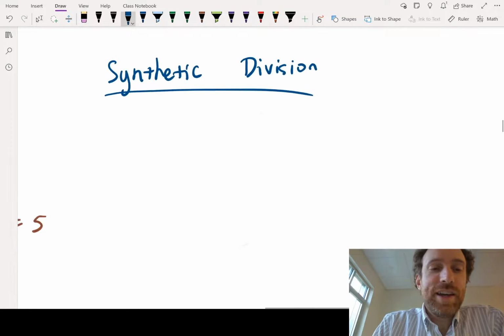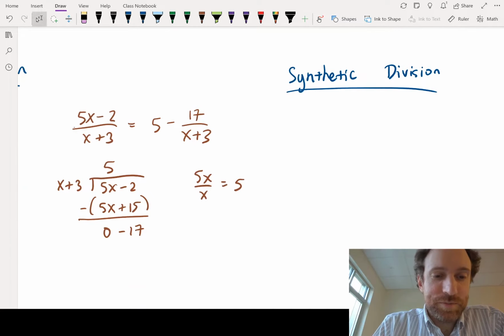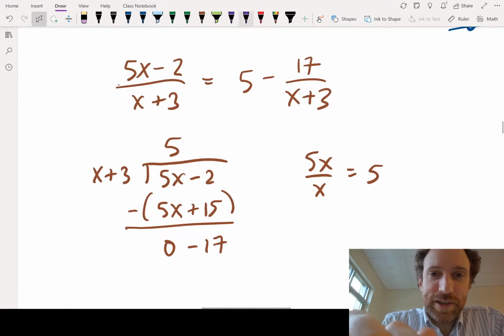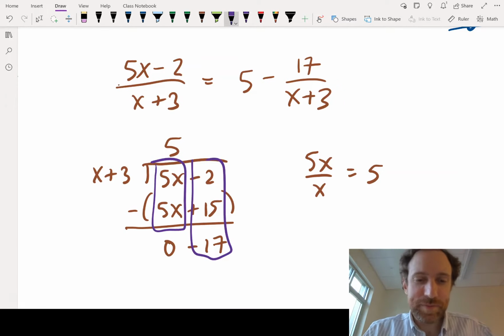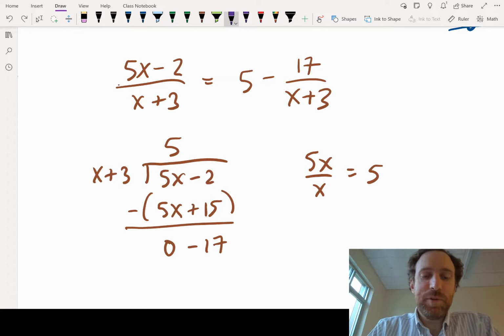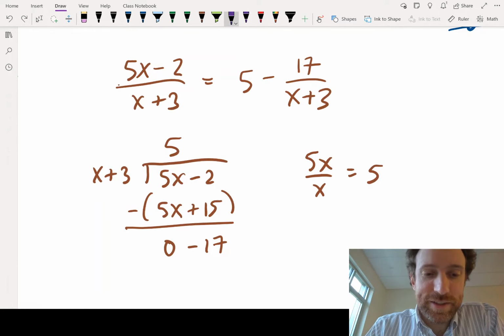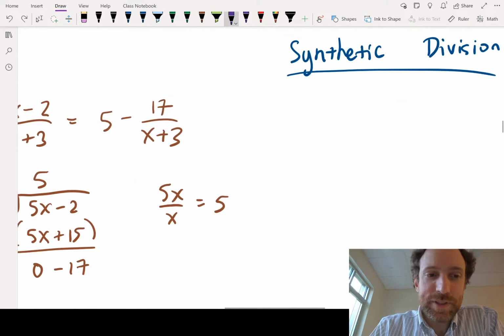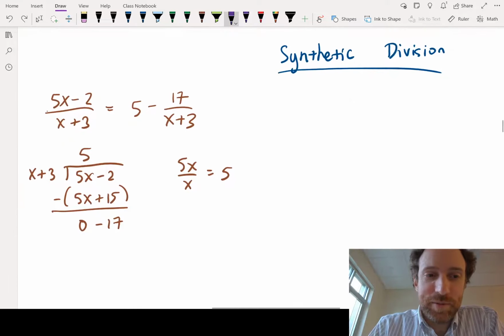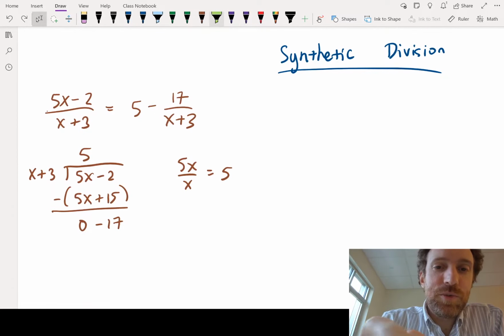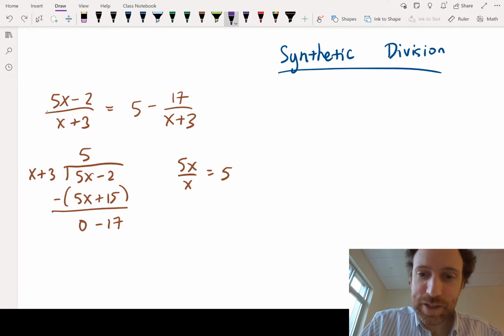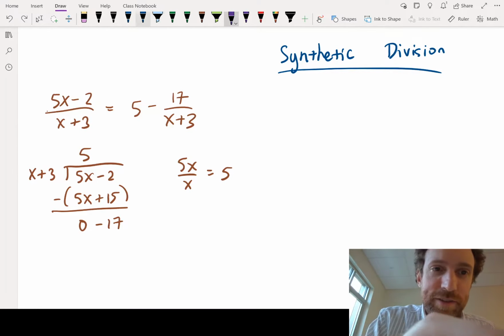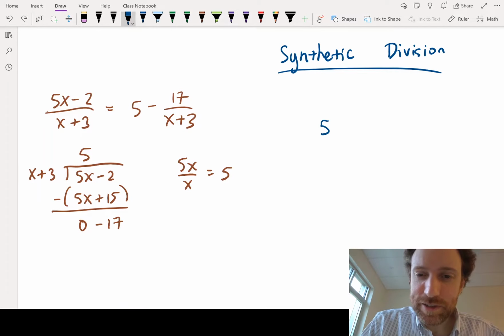We can save some time by not writing our x's. You'll notice here we kind of had these columns, like the x column and the constants column. Well, we can reproduce those columns without writing the x's. So the way you set up a synthetic division problem is you just write the coefficients of the x's. So that would be 5 and minus 2.